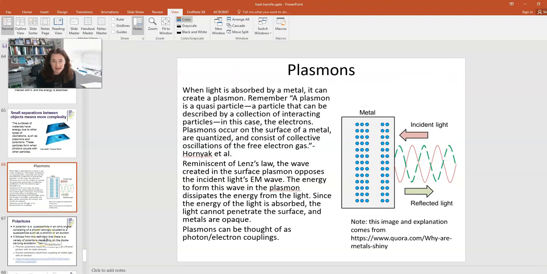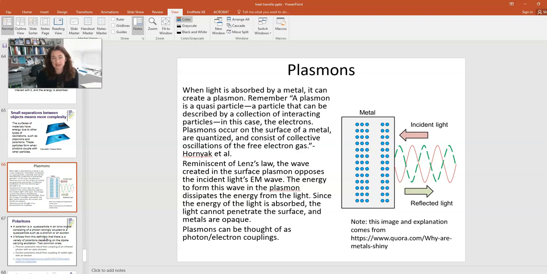So remember, a plasmon is when you have a collective oscillation of the free electrons in a material. And so a photon, a particle of light, can couple to a plasmon in the following way. You have radiation coming in from the photon. Remember that a photon of light is just an oscillating electromagnetic wave.